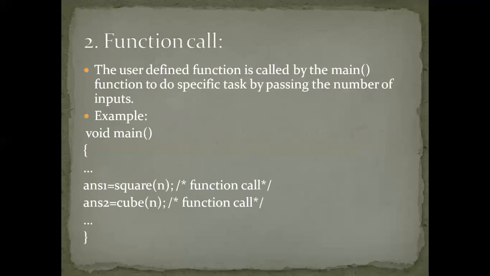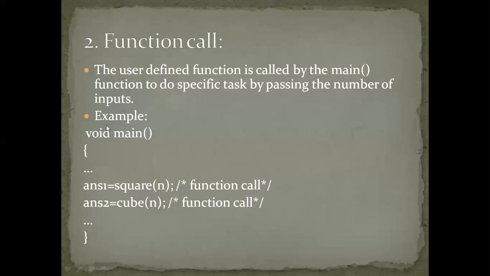Okay, then next, the second element of function is the function call. The first one we have seen is the function prototype, or function declaration. Then the second one is function call. So what do you mean by function call? Here the user defined function is called by the main function to do a specific task by passing a number of inputs. I'll repeat once again. The user defined function is called by whom? The main function, to do a specific task by passing a number of inputs. Number of inputs is nothing but the argument list.